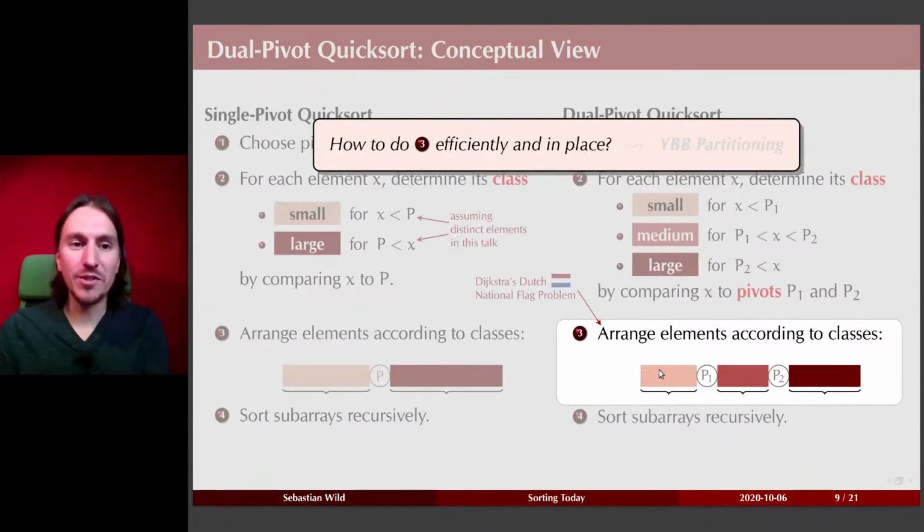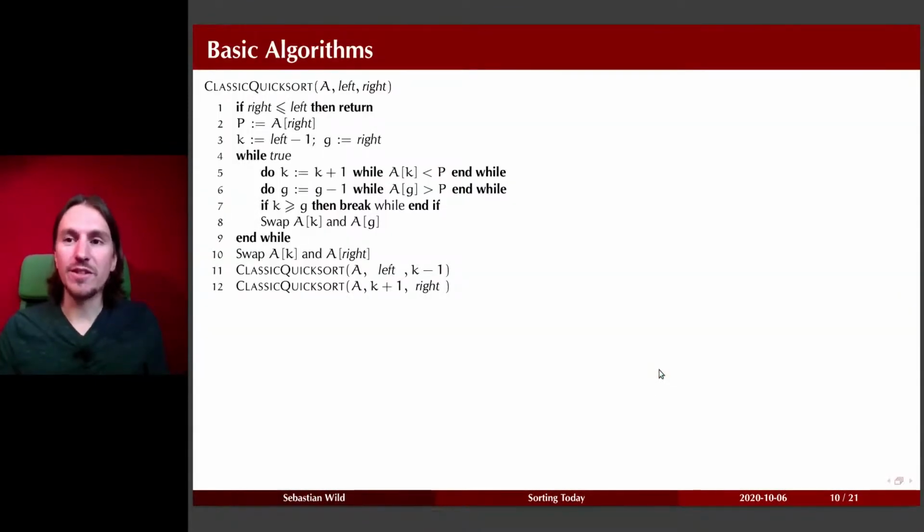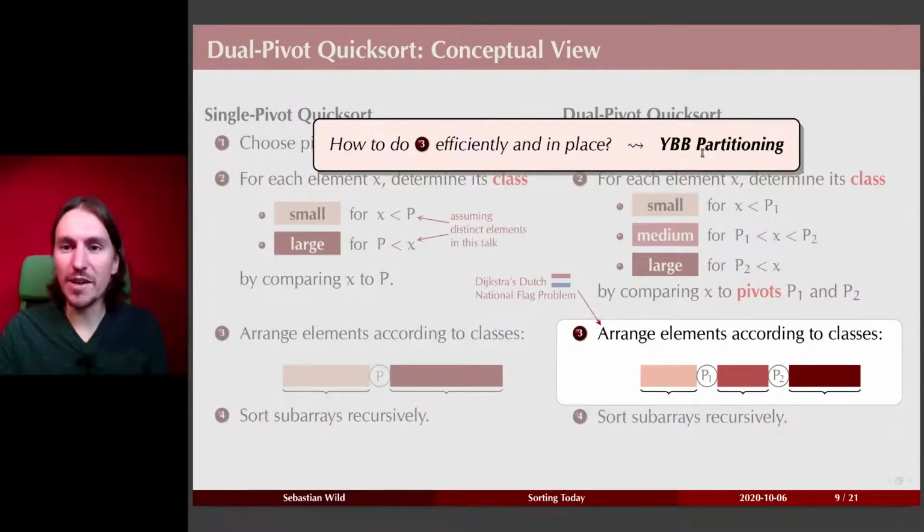Again, the interesting question is how to do this rearrangement step efficiently and without using extra space. That's what in place means. And that's the innovation that Yaroslavskiy came up with, or I'm calling the algorithm YBB for Yaroslavskiy, Bentley, Bloch, because that's the 3 people who worked on it. But it's fair to say that Vladimir is the one who had the lead or pushed that idea forward.